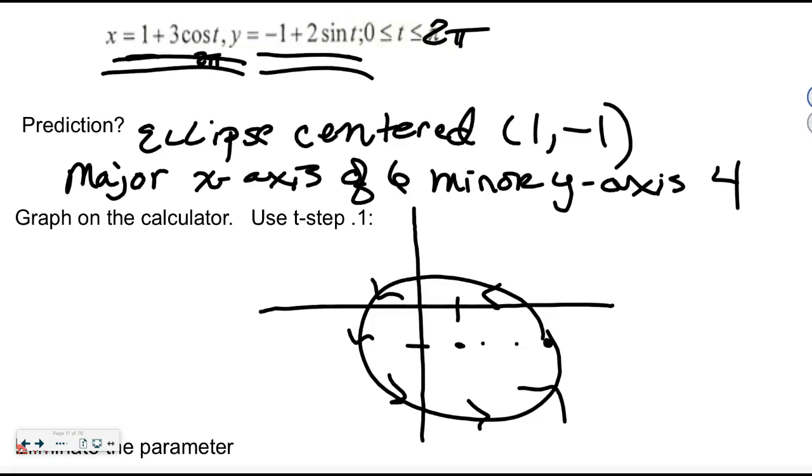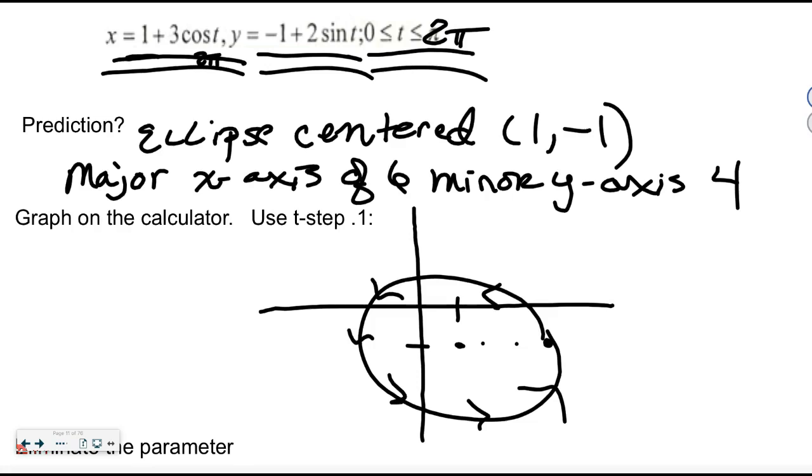Go to the window next. What should you set this to go by? From 0 to 2 pi by what? It's a good question. What should your t-step be? Because that's actually the most important part. I would do 0.05 or 0.01. Oh, it says to use 0.1. That's going to go fairly fast, but you shouldn't lose clarity on it.